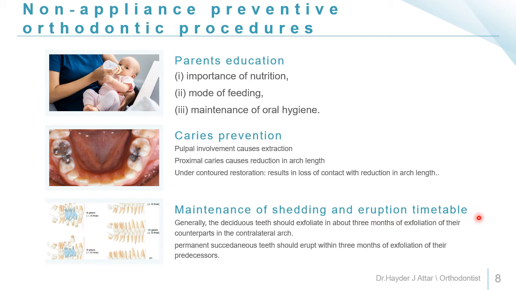As a general rule, the deciduous teeth should exfoliate within about 3 months of the exfoliation of their counterpart in the contralateral arch. In addition, the permanent succedaneous teeth should erupt within 3 months of the exfoliation of their predecessors. In this case, the dentist needs a panoramic X-ray as a radiographic indicator for monitoring the shedding and eruption time within the normal limit.